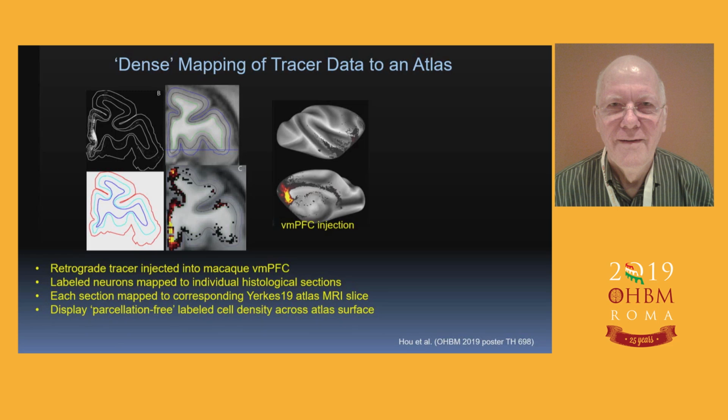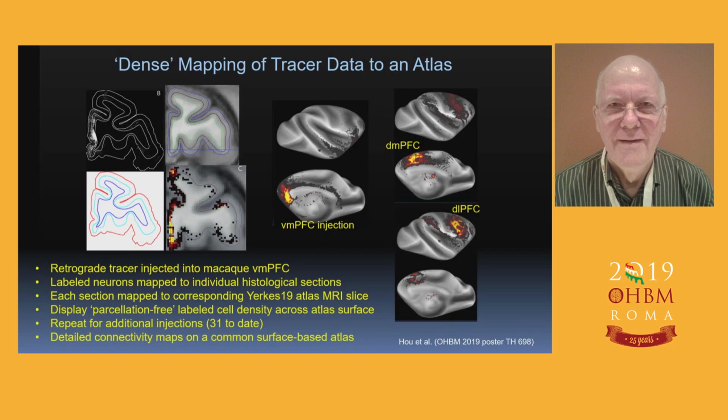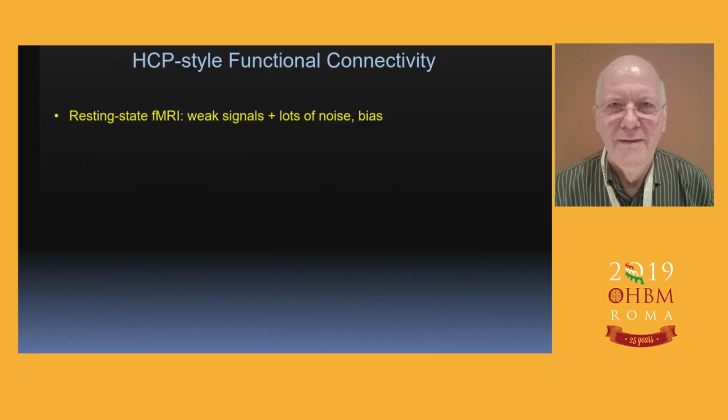So this is an example of a ventromedial prefrontal cortex injection. You can see the distribution at a very fine-grained, dense level. Here's another one quickly, a dorsal medial prefrontal cortex and a dorsolateral prefrontal cortex injection, to see the fidelity of the representation that we can attain. And we've done this for 31 tracer injections to date and mapped the data onto a surface-based atlas.